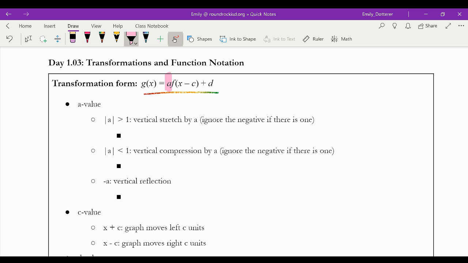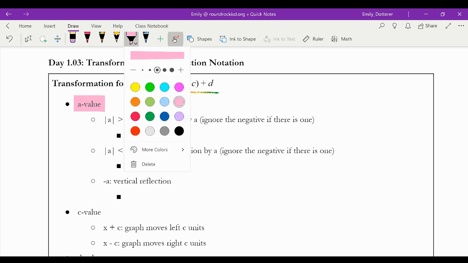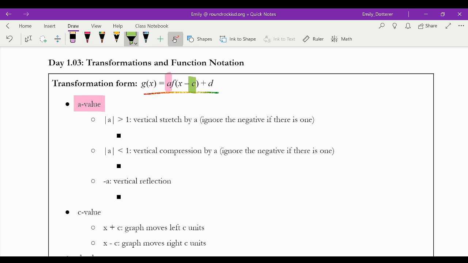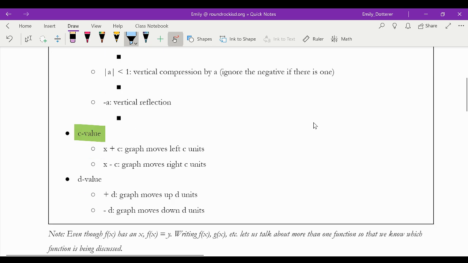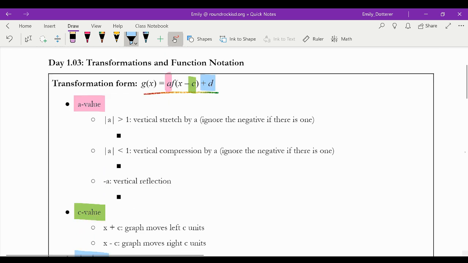There are three different letters in here that are going to represent numbers for our notation. So depending on what they are, that could move the graph left or right, up or down. It could make it thinner or wider. It just depends on what the number is and where it is in this notation.